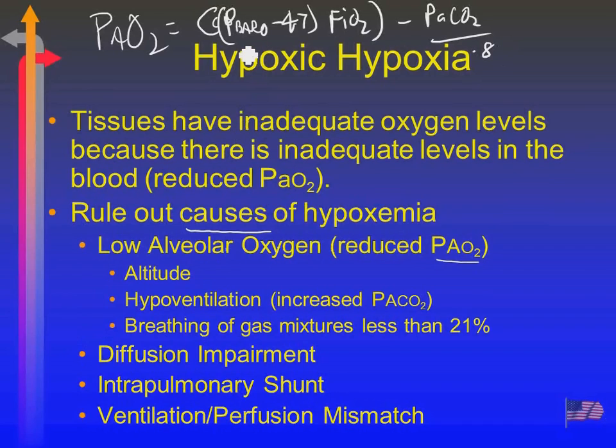So if any one of those are reduced, if the barometric pressure is low due to being at a high altitude, if the fractional concentration of oxygen is low, where you're breathing a gas less than 21%, and it sounds kind of stupid, but why would you do that? There's multiple reasons why we would want to create that hypoxemia. Give you a little bit of an example.